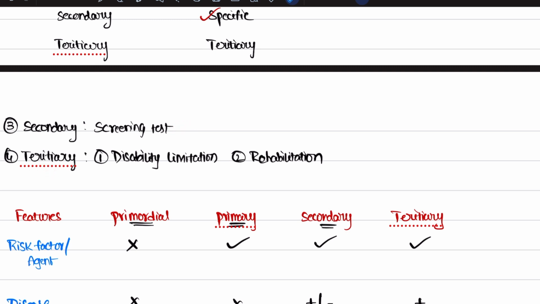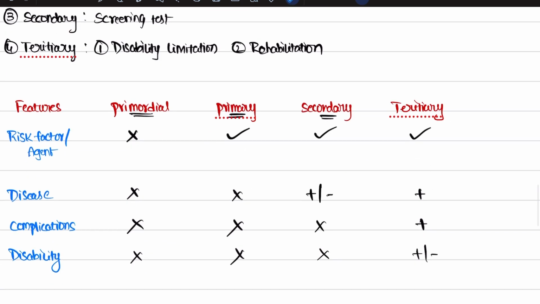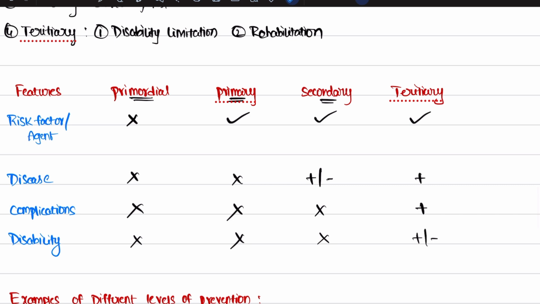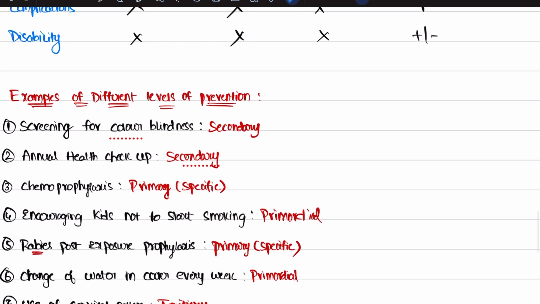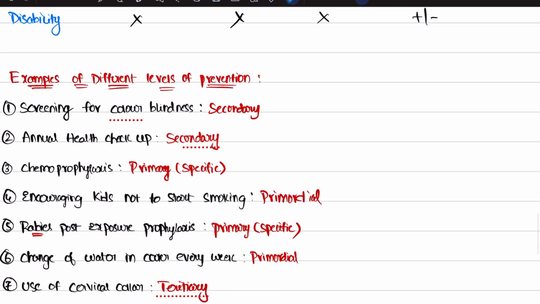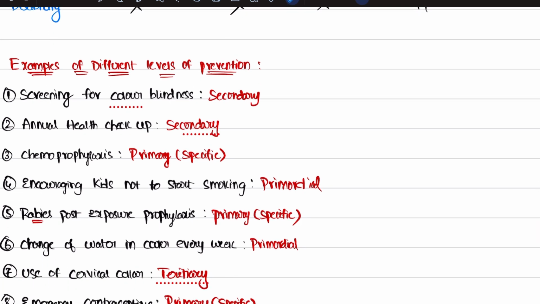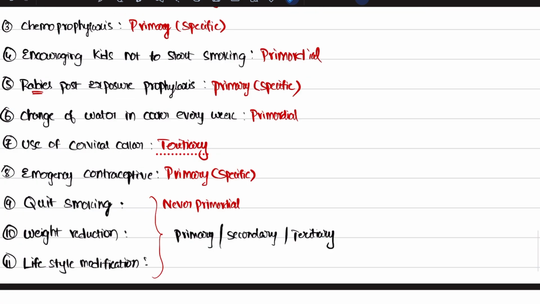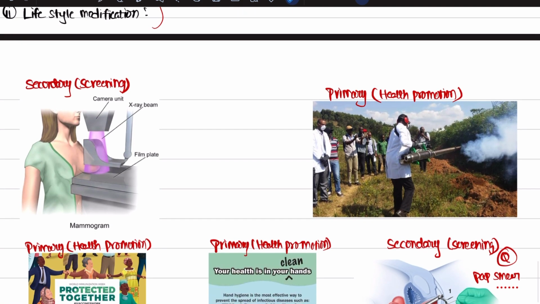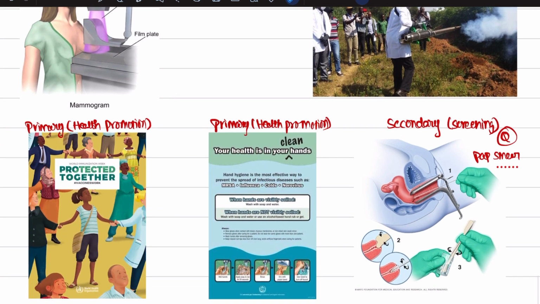In tertiary, there is a disease, we are preventing the complications, we are doing disability limitation, and we are using the rehab centers for the rehabilitation of chronic smokers or chronic alcoholics or chronic drug addicts. Okay. And these are the features, and this is the small box. You need to just have a look and you are going to understand. And these are the examples of the prevention. If any example comes directly in the exam, you need to mark it rightly. And these are the images I already told you. Just have a look once.